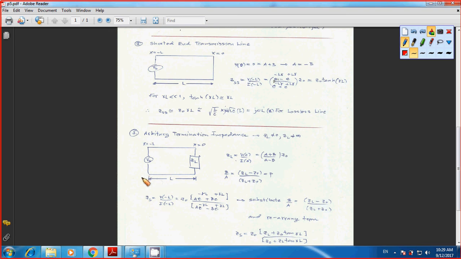So you're looking for the impedance of the transmission line at x equal to negative L. You just work out the math, and you get rid of A and B, or you can write A and B in terms of ZL and Z0. You can work it out by yourself. You can have the impedance of the transmission line equal to Z0 multiplied by ZL plus Z0, actually, this should be hyperbolic tan gamma L, divided by Z0 plus ZL hyperbolic tan gamma L. This is the arbitrary termination impedance of your transmission line.